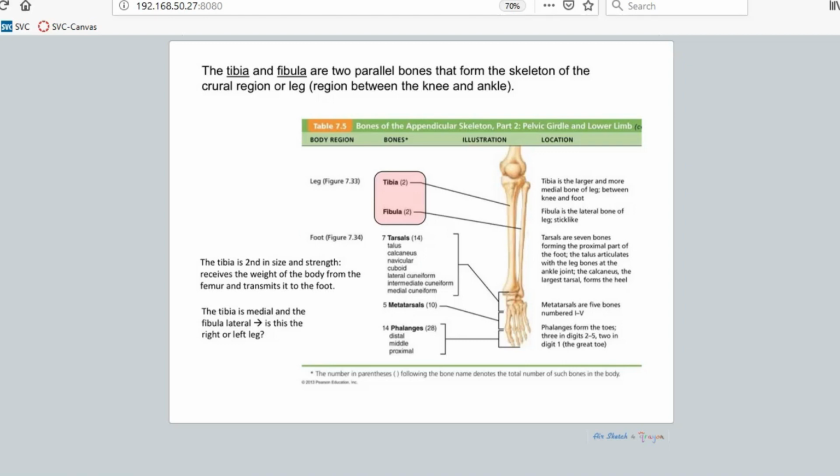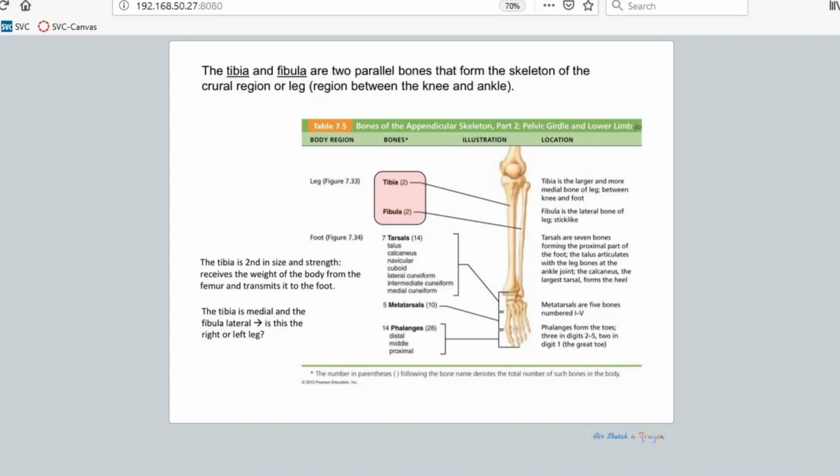And here we have two bones, two parallel bones. And these are the tibia and the fibula. Here we have the tibia, and here we have the fibula. Again, which one's medial and which one's lateral? You can orient yourself there. And as it turns out, the tibia is going to be medial and the fibula is going to be lateral.